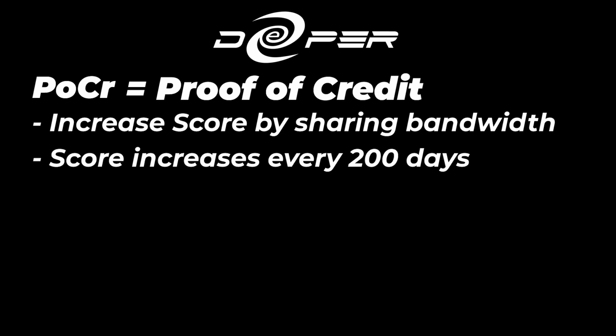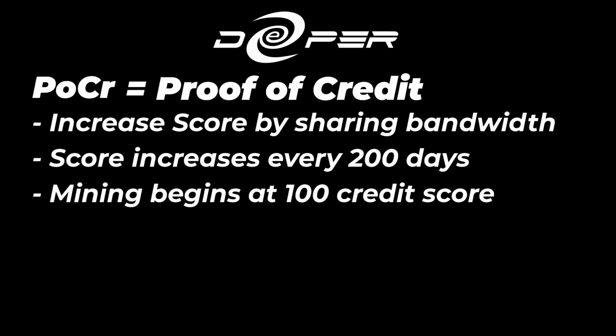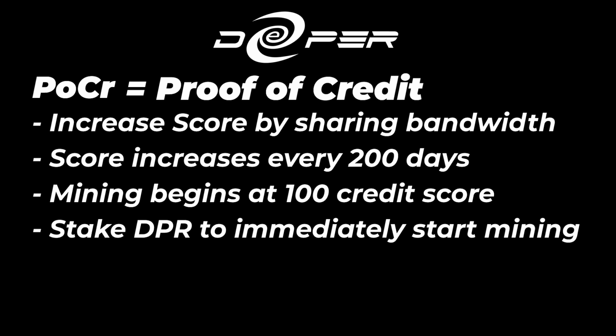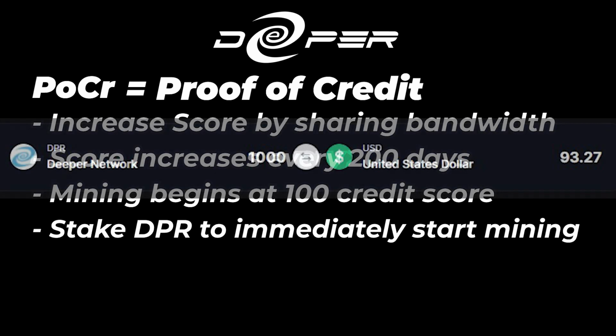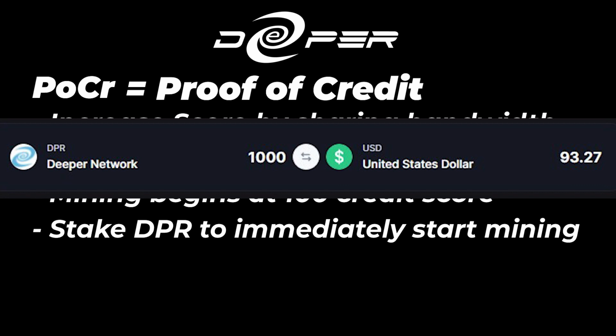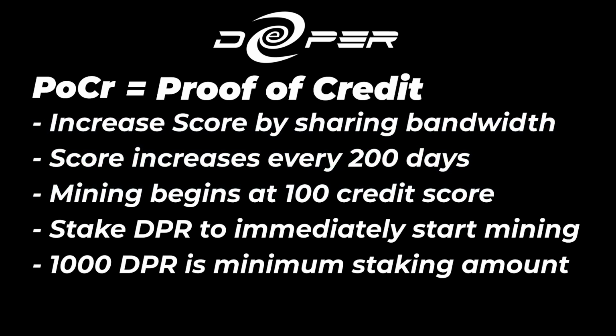And you won't start earning anything until you reach the score of 100. Now that will take 200 days, so keep that in mind. You can start earning immediately if you stake 1,000 DPR. At the time of recording, DPR is sitting at about 9.3 cents, so it'll cost you $93. You can begin at 1,000 DPR.